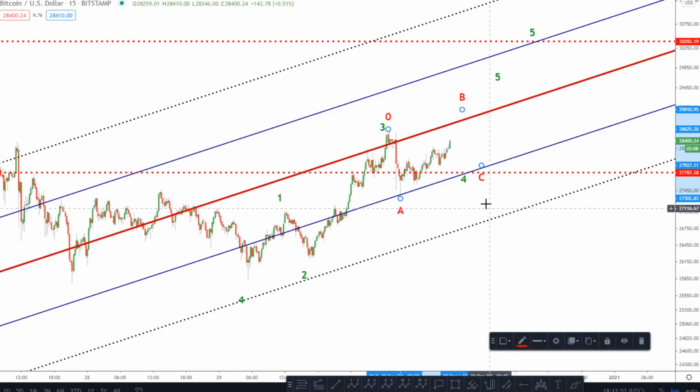And so for me, my stop would certainly be beneath here, and the safest stop really is beneath your lower warning line, because this is the real invalidation point here.